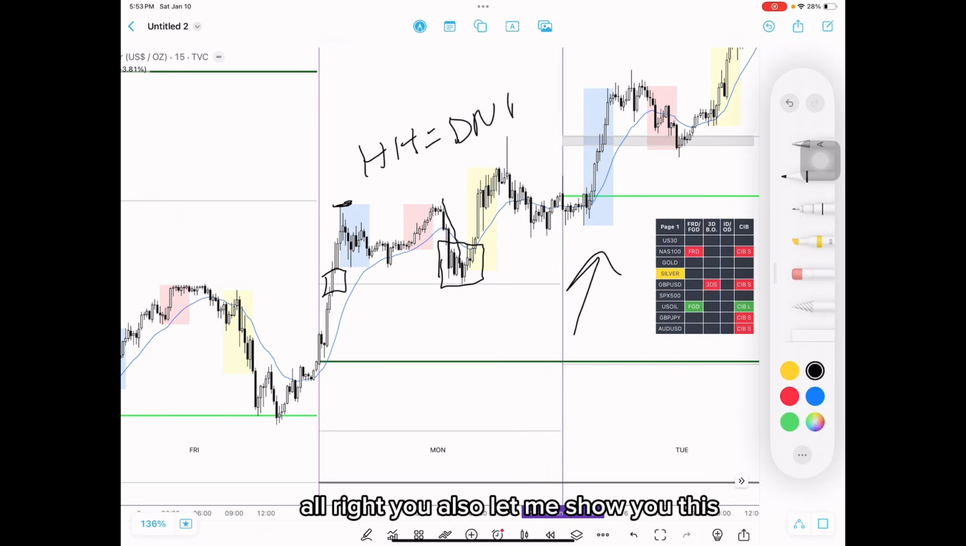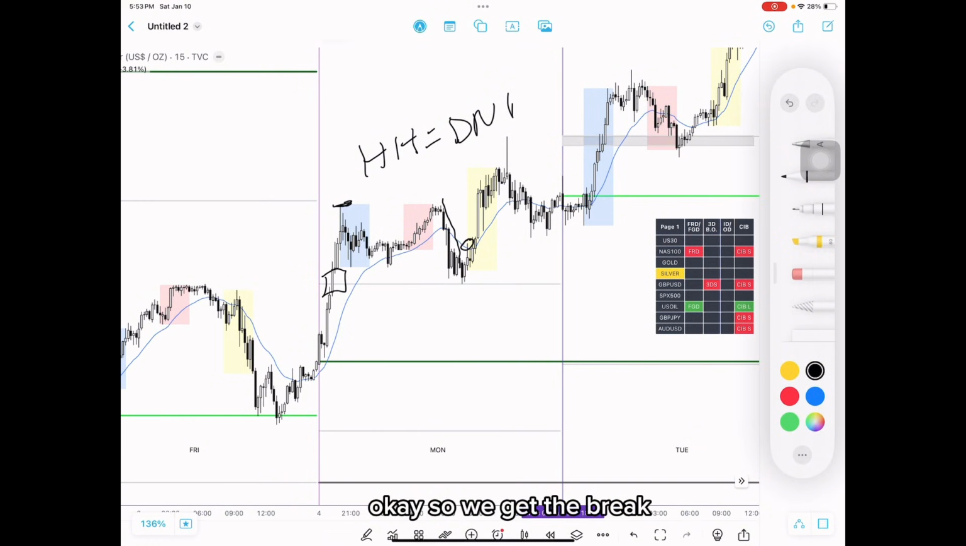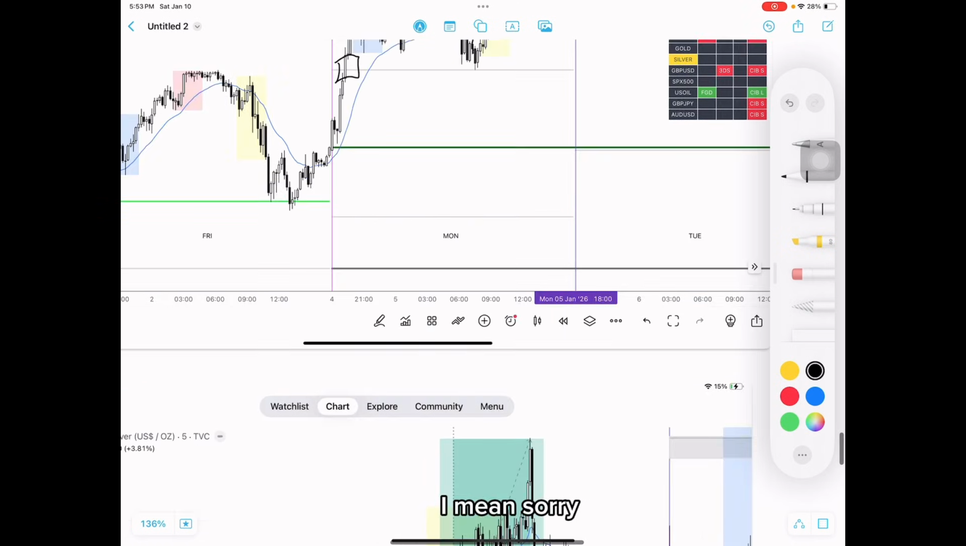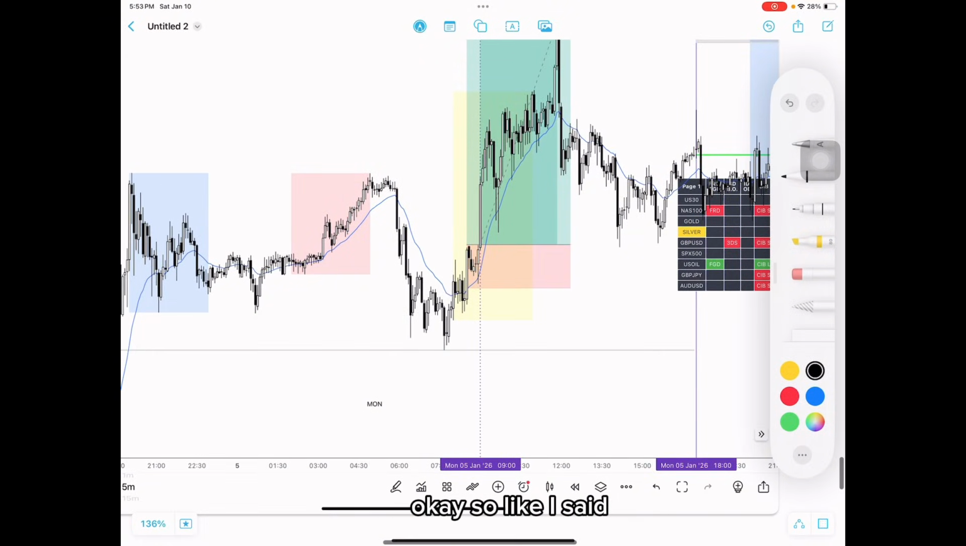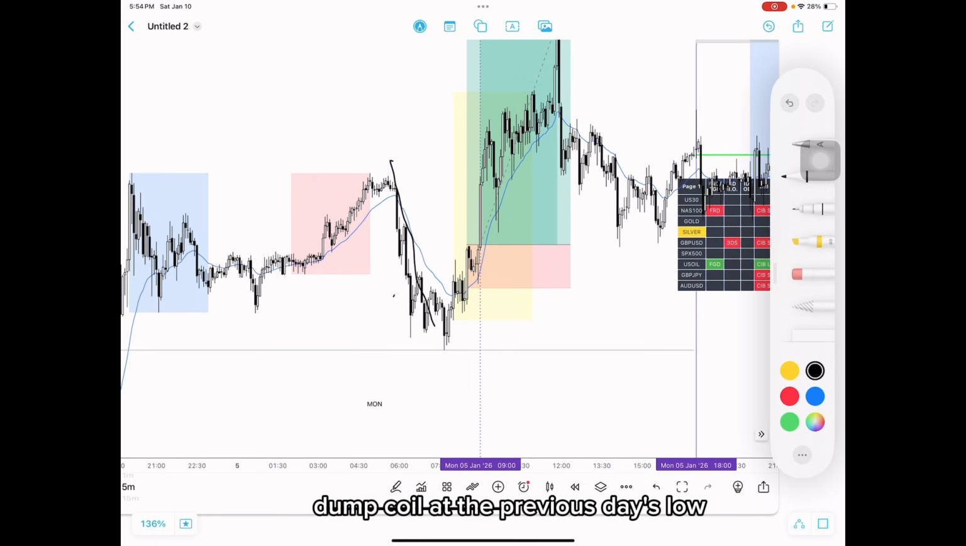All right. Let me show you this because I don't want you guys to forget to look for this: higher highs on the inside. Okay. So we get the break, the breach, right? Higher high, dump, coil. Let's go to the 15-minute, the 5-minute for entry. So, like I said, it's super easy to spot these once you get the hang of them. Dump, coil at the previous day's low. All right. And pump, higher highs on the inside.